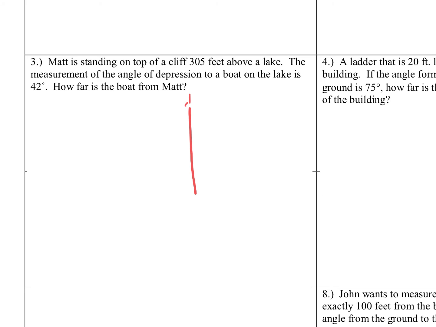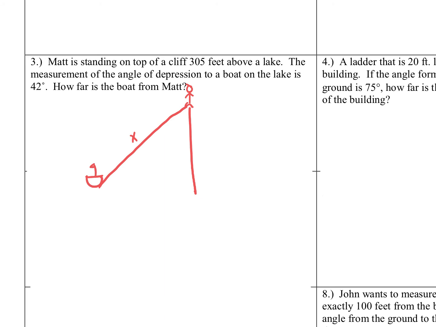So number 3 says Matt is standing on top of a cliff 305 feet above a lake. So here's Matt on the cliff. The measurement of the angle of depression to a boat on the lake is 42 degrees. How far is the boat from Matt? So here's our boat on the lake, out here somewhere. We're trying to find how far the boat is from Matt. So that's going to be our x.